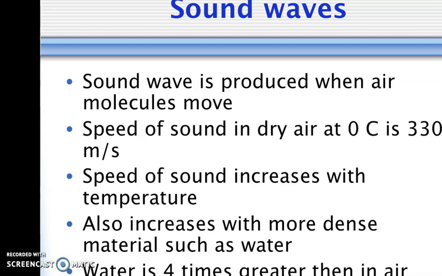It also increases with more dense materials such as water. Sound waves travel 4 times faster in water than they do in air. It doesn't mean that the sound's louder, it just means it travels faster.